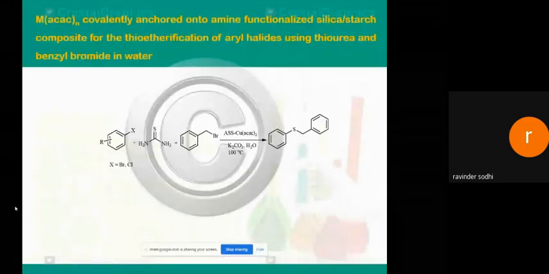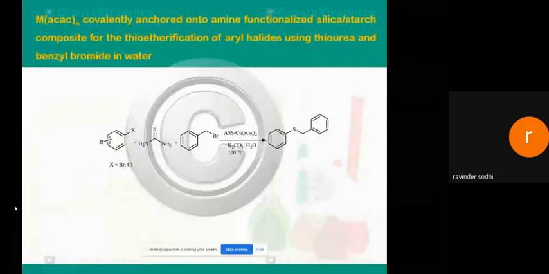Then after synthesizing these catalysts, our next focus was on evaluating their catalytic activity. A few reactions were catalyzed with these catalysts to check their catalytic activities. One of the reactions was the thioetherification of aryl halides with thiourea and benzyl bromide in water.